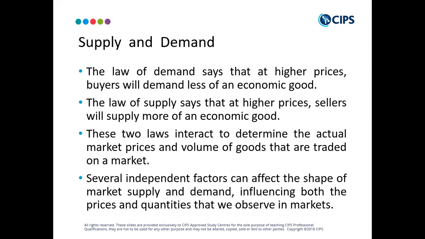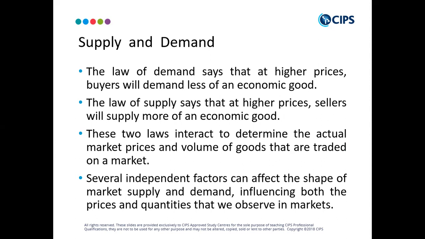These two laws interact to determine the actual market prices and volume of goods that are traded on a market. So what we're saying basically is that the balance between the law of supply and demand will determine the price of commodities. The suppliers will say, we are willing to offer the market at this price. And then the demand will say, no, we're willing to buy it at this price. And the middle ground is where the price is found. Right? Understood. Good.